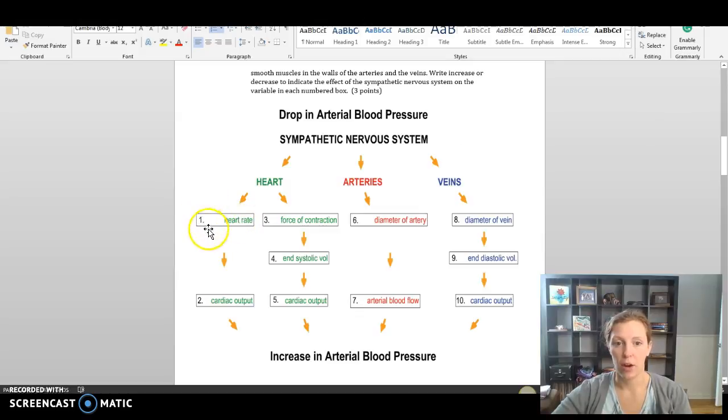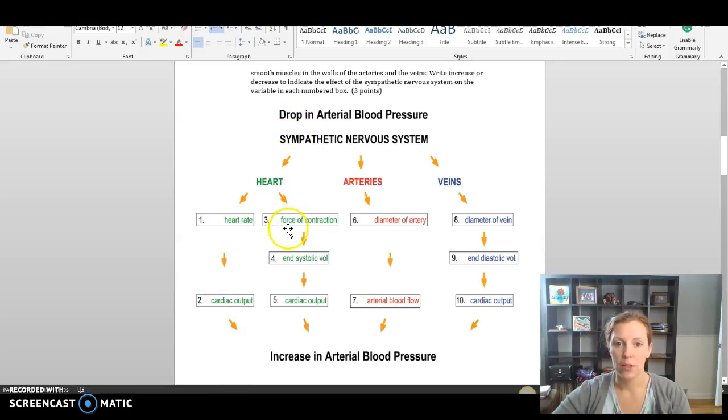And then once that heart rate changes, that makes a change with the cardiac output. Is that an increase or a decrease? Keep in mind that number 1 and number 2 should both be going in the same direction, because if the heart rate increases, the output increases. If the heart rate decreases, the output decreases. Right, same thing, you're going to follow the arrows in each case.